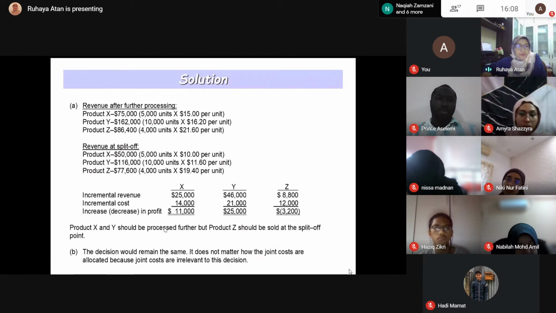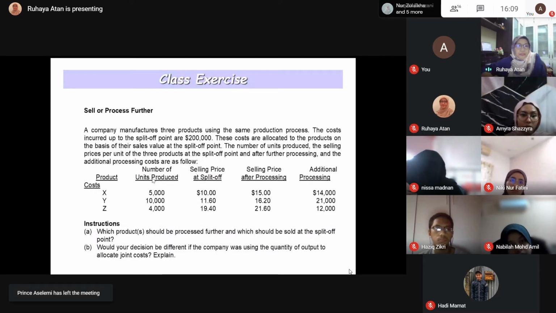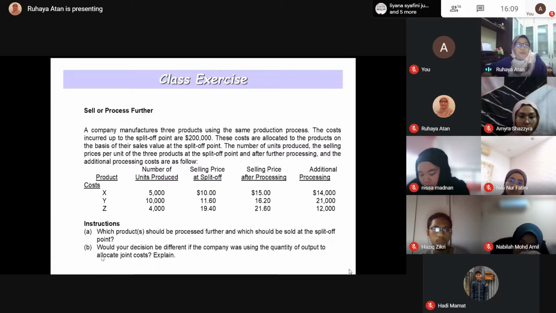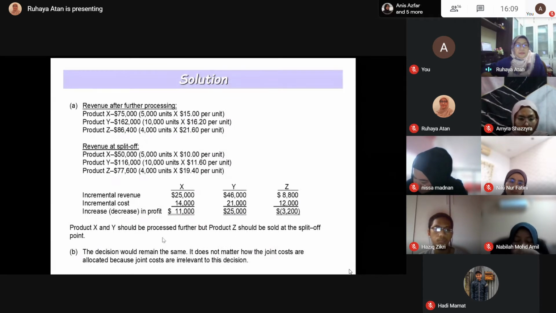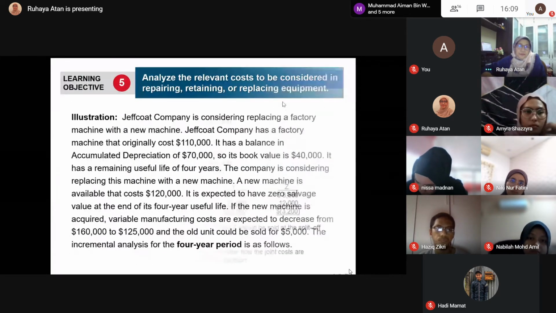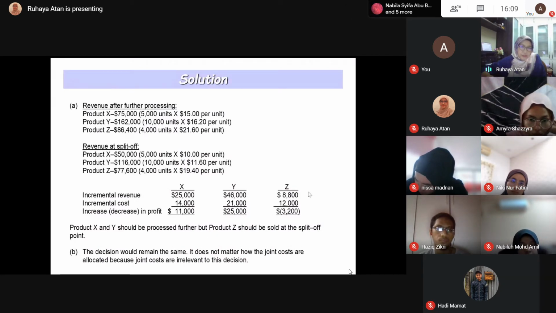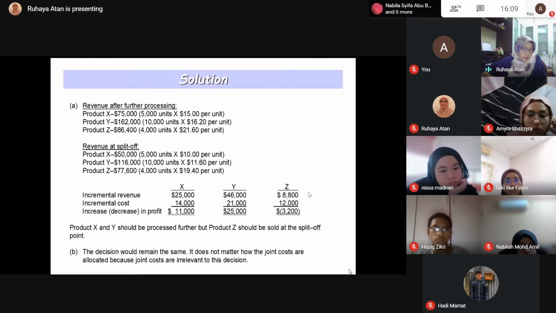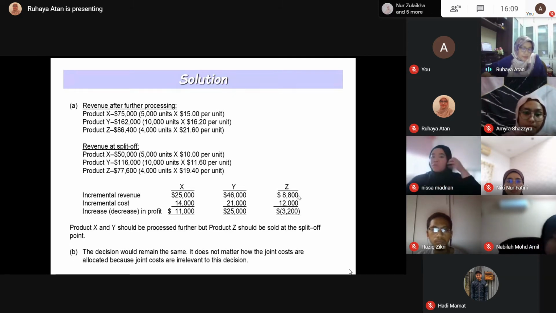What's going to be the answer for the next part? Just asking you, would your decision be different if the company was using quantity of output to allocate the joint cost? The answer is the decision will remain the same. It does not matter how you allocate the joint cost, because the joint cost is irrelevant cost.